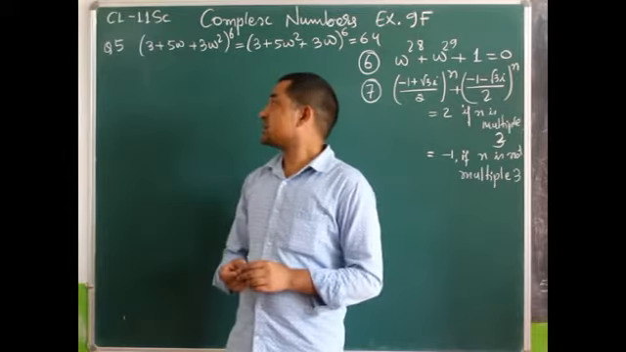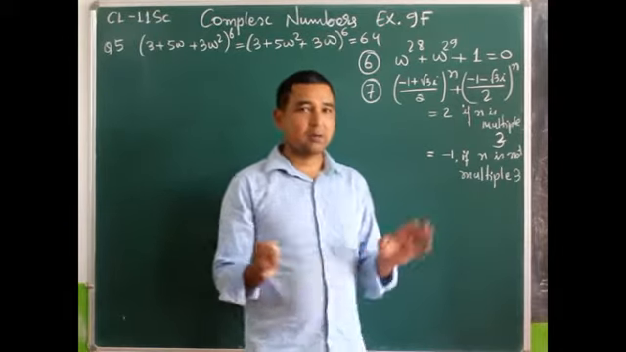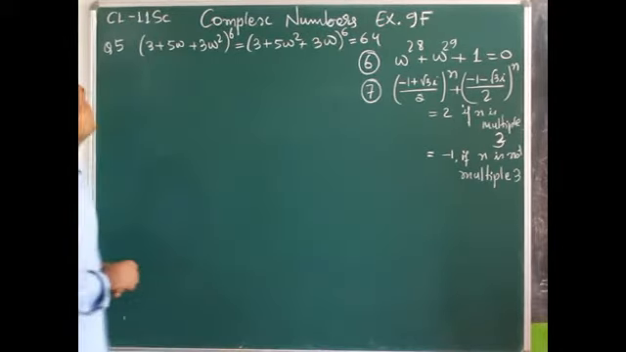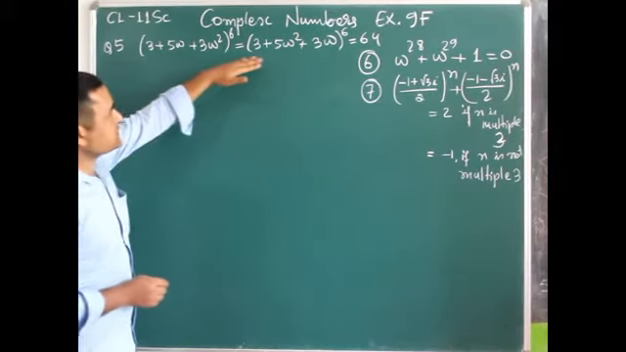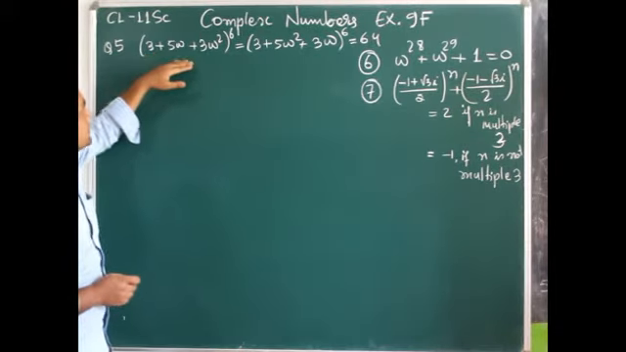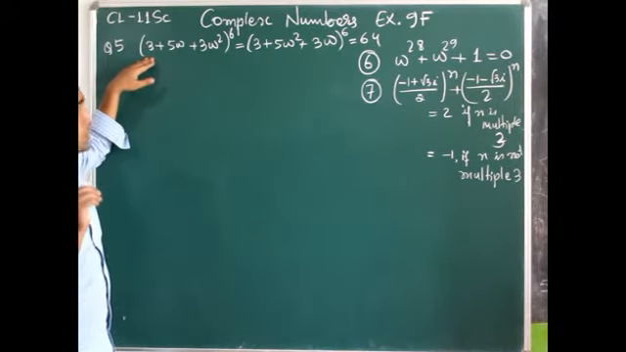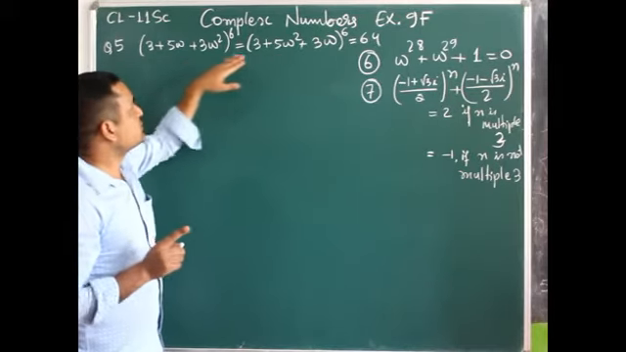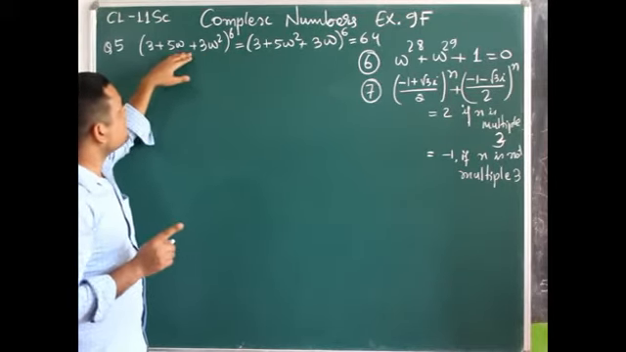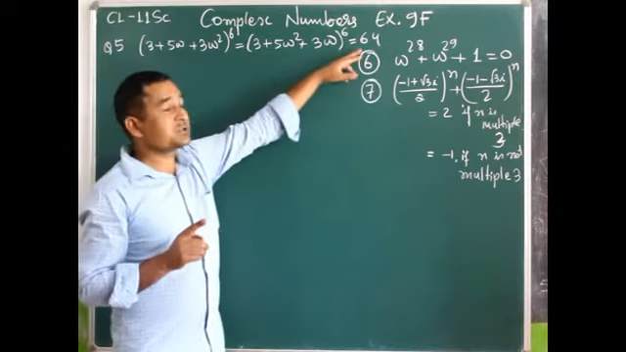By using that property, we can get the answer easily. I'll explain by solving each one. Now let me start today's session. There are two parts in question number 5. Please check your textbook. The question asks to check whether the simplified answer of this equals 64 or not.